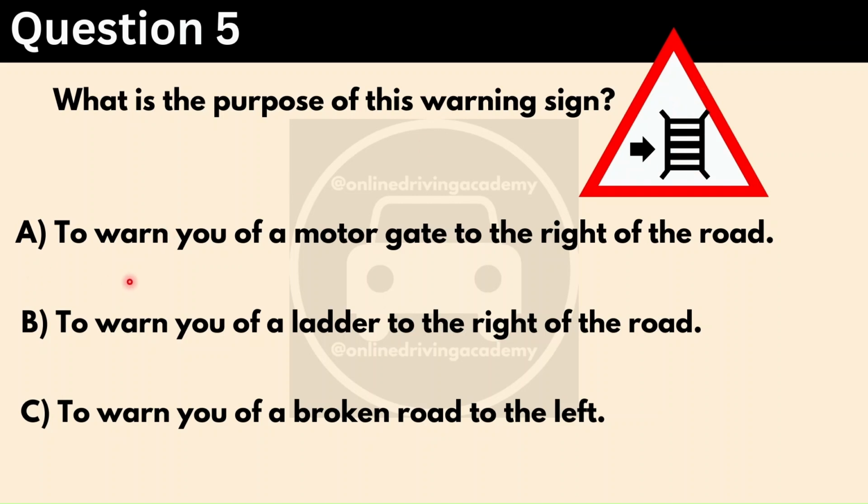So is it option A, to warn you of a motor gate to the right of the road? Is it option B, to warn you of a ladder to the right of the road? Or is it option C, to warn you of a broken road to the left? Now automatically we can see option C talks about a broken road to the left. Obviously this arrow is pointing towards the right hand side, so we can take out option C as the answer. Option B is also incorrect because this is not a ladder. This is a motor gate. Therefore, option A will be correct. The purpose of this warning sign is to warn you of a motor gate to the right of the road.